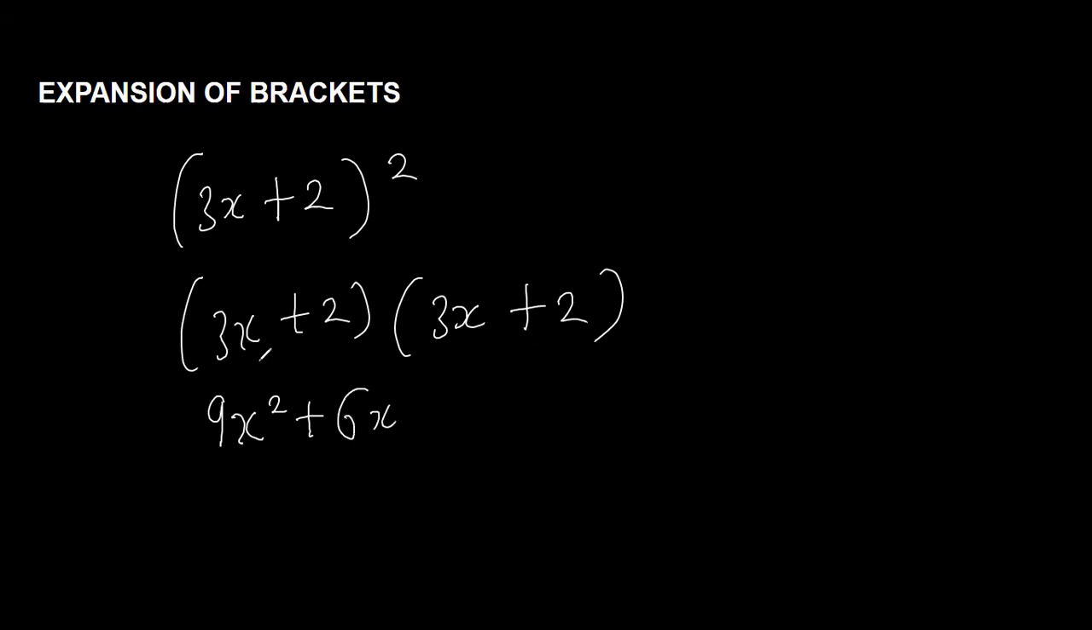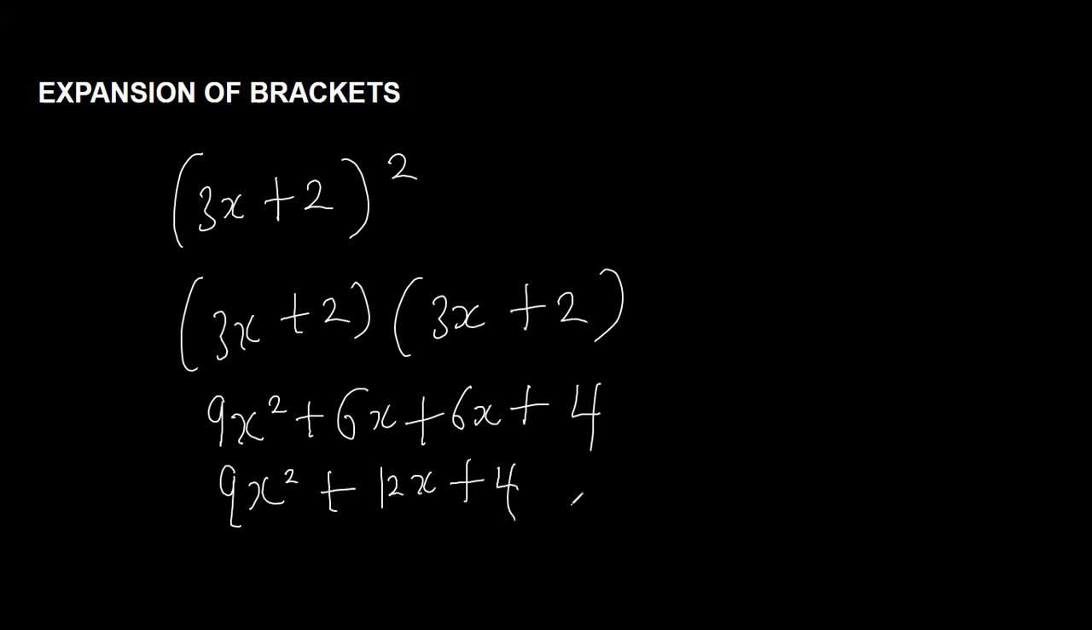Now we also have plus 2 multiplying 3x, because we are done using 3x to multiply the whole of 3x plus 2. Consider the second term. So plus 2 times 3x is going to give us plus 6x. Now we'll use plus 2 again to multiply plus 2, and that will give us plus 4. So in this case, you can see that we have 9x squared plus 12x plus 4.